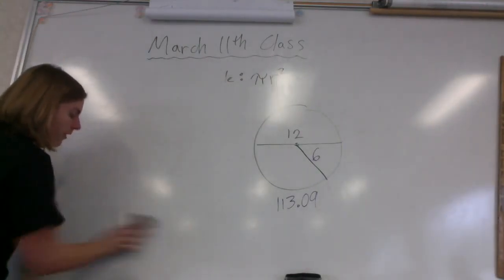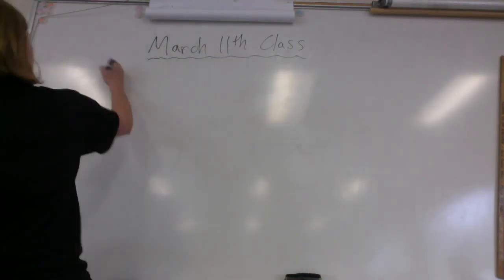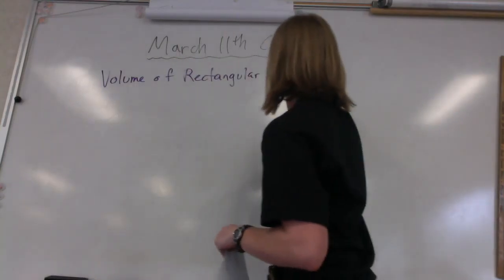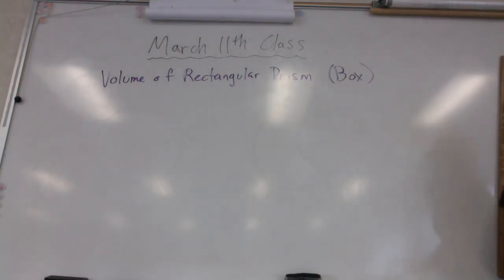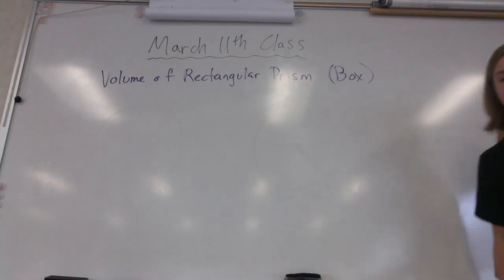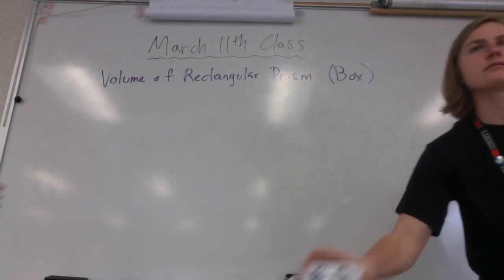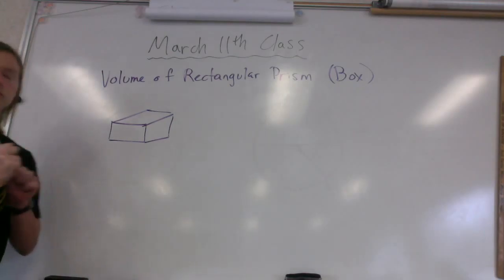So now let's move on to finding volumes, which should be a review from class. Okay, rectangular prisms, which are boxes. It's a fancy word for a box. But it's because they have a rectangular side and they're a prism. But it's a box. Yeah, it's okay. It's not very symmetrical.